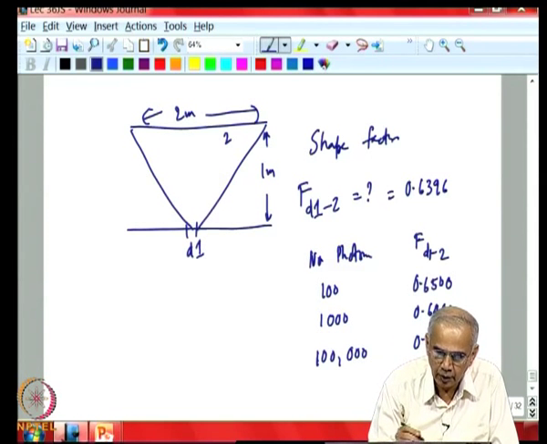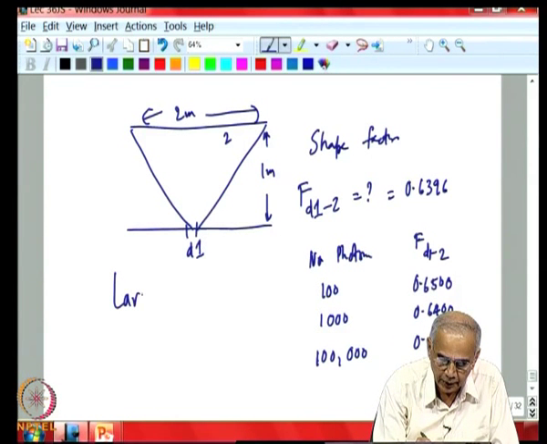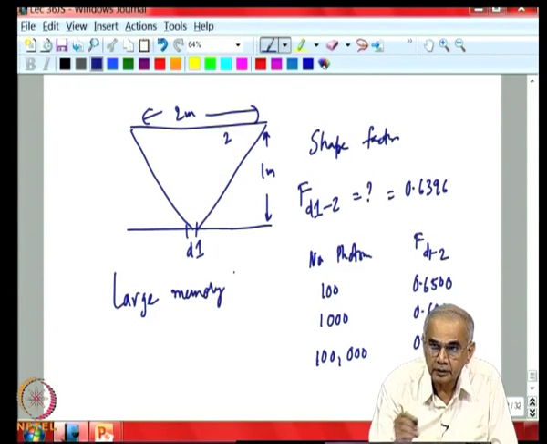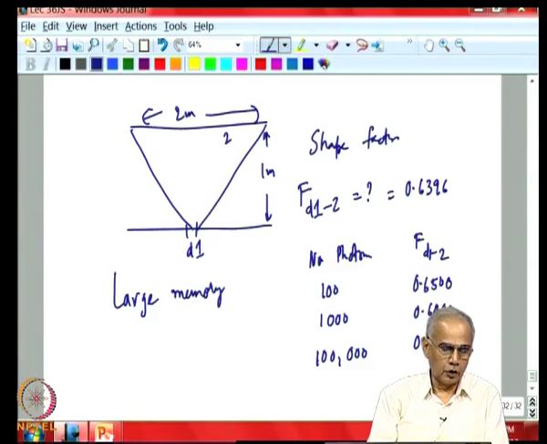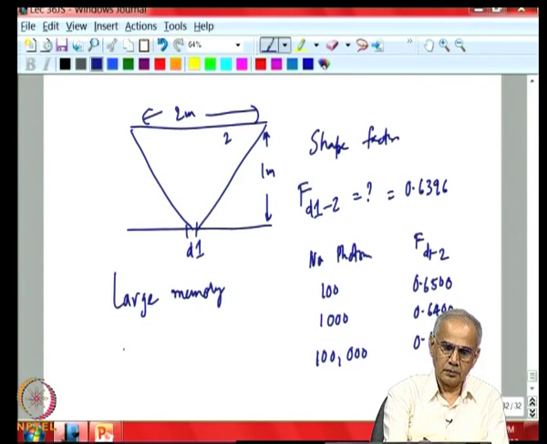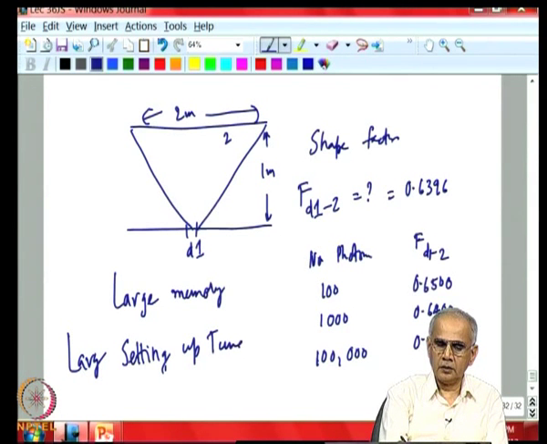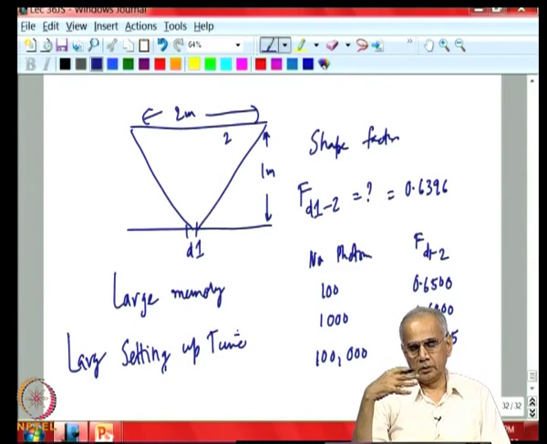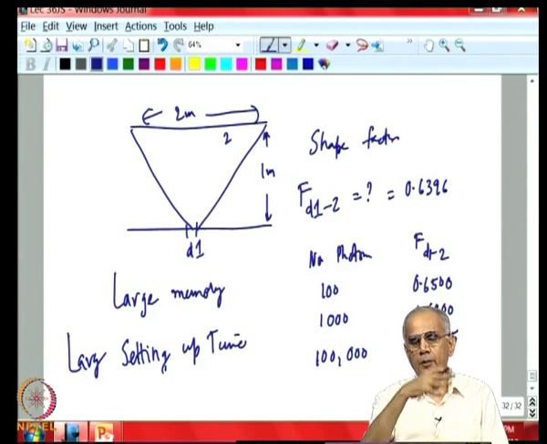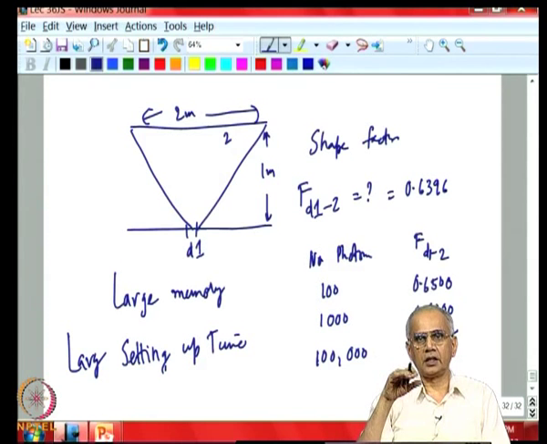Also, you must remember when solving Monte Carlo on a computer, it requires large memory for all the ray tracing and keeping track of all the photons, and it has a large setting up time. So, since we are talking about dealing with a complex problem, the entire geometry has to be specified in 3 dimensions, so that the ray tracing can be performed.